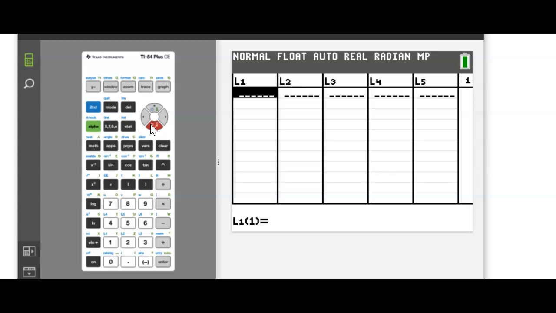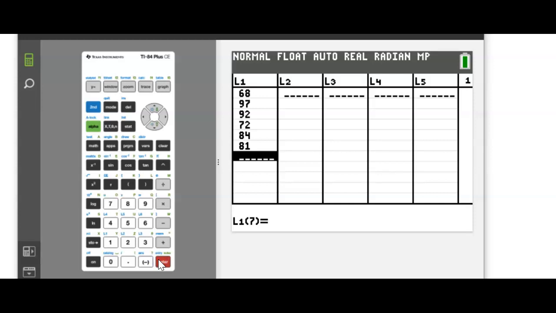So now we're going to enter in all of our data. So the first number is 68, then I'm going to press Enter, and it's going to bring me down to the next line. I'll put in 97, 92, 72, 84, and 81.